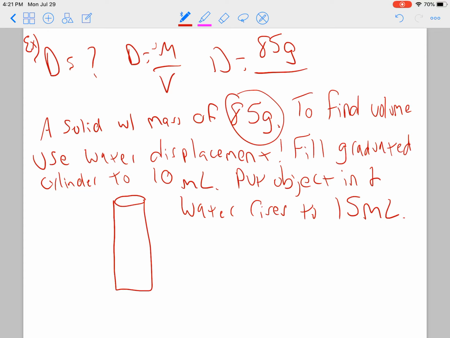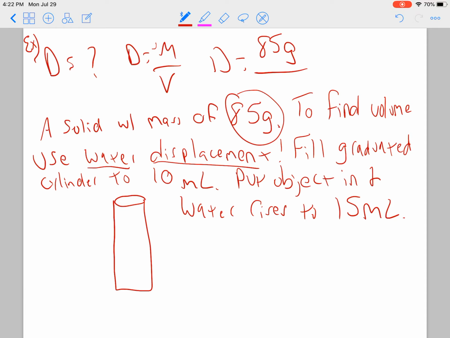To help them find the volume, they use something called water displacement. So that's where you can take anything, fill it up with water, measure how much water there is, and then once you put the object in, however much that water rises, you subtract the two, and that's that object's volume. So let me show you what I'm talking about.